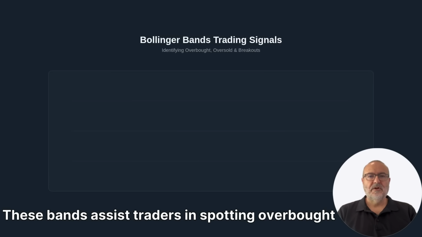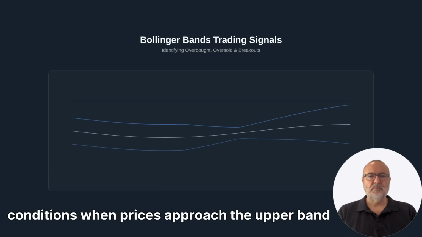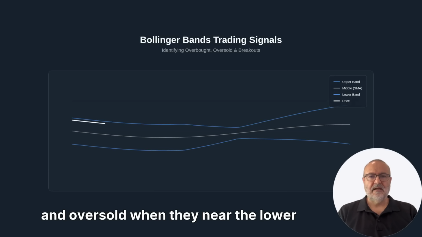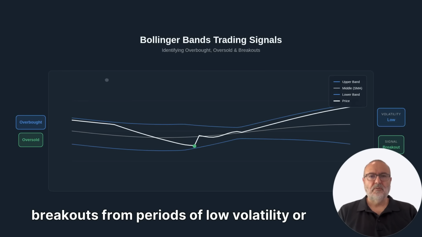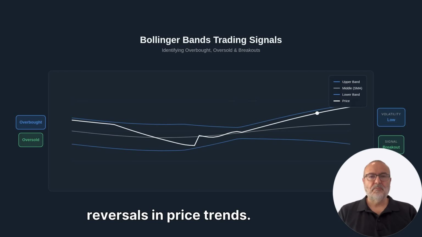These bands assist traders in spotting overbought conditions when prices approach the upper band and oversold when they near the lower band, while also providing signals for potential breakouts from periods of low volatility or reversals in price trends.